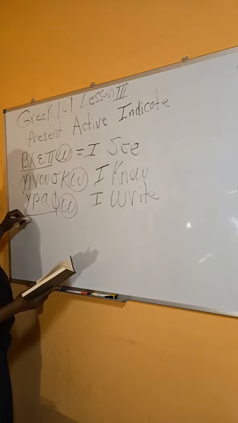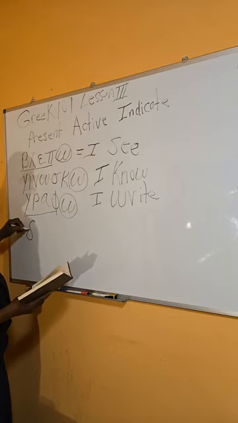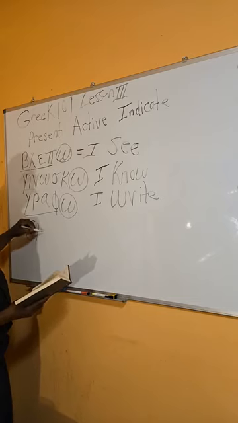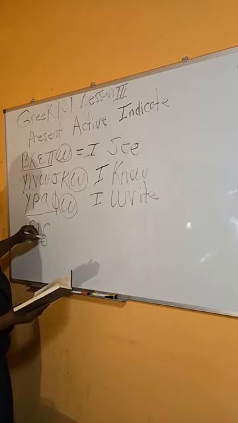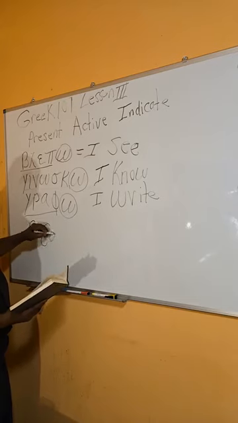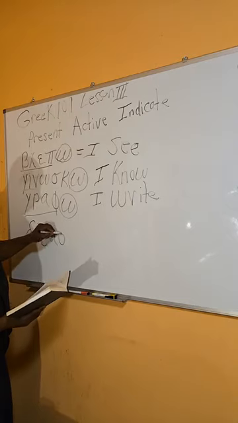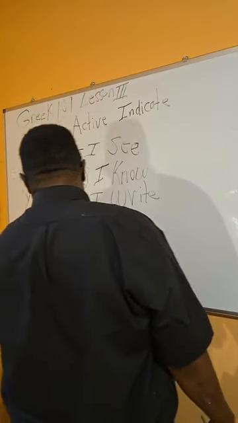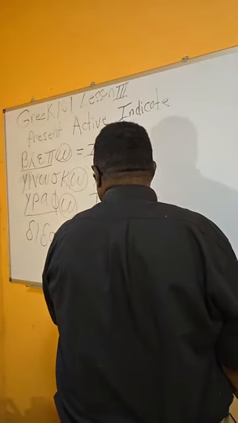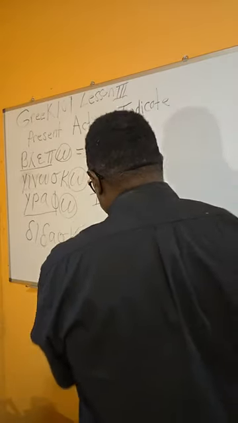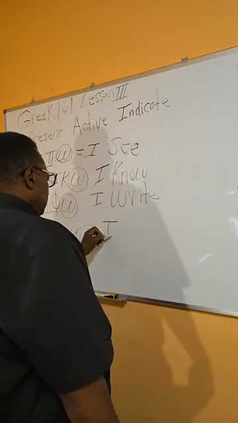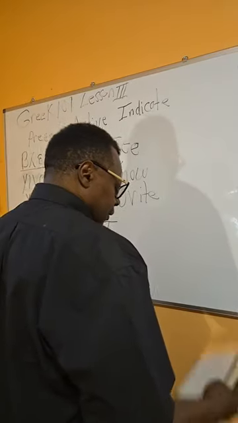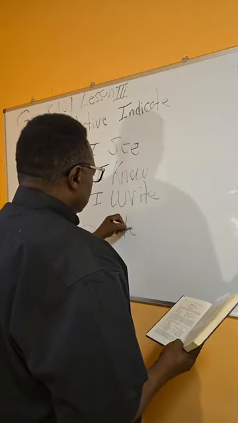Here's another one. Didasko. Didasko means I teach. See that delta, alpha, sigma, kappa, omega. Here it is. Didasko means I teach. That omega means I. See that? You're looking at the ending of the word to get the subject. I teach. Okay?